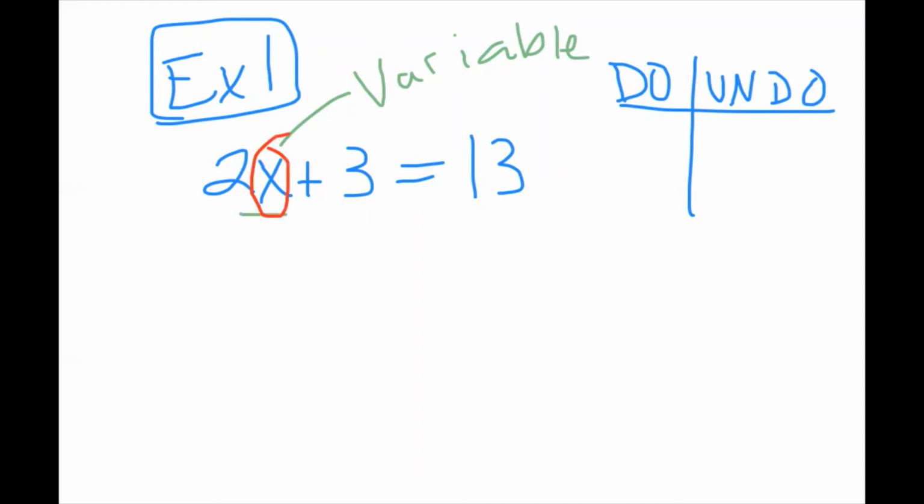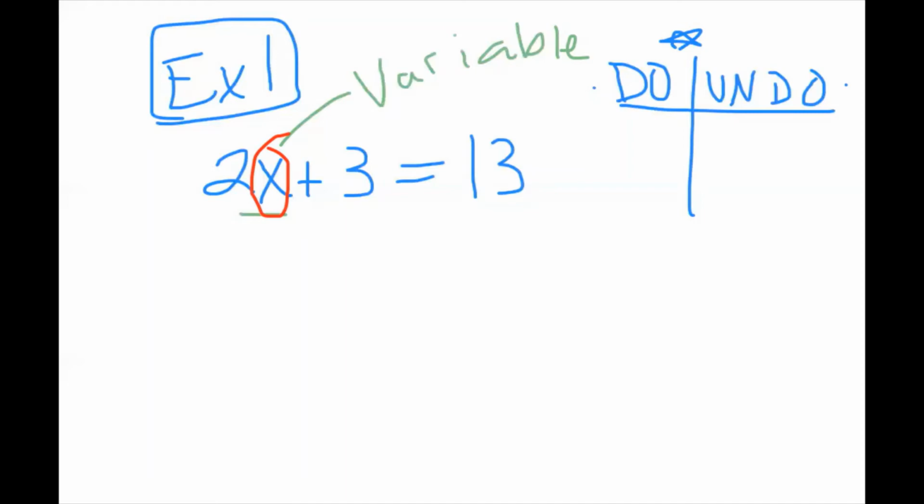So one of the ways that we do that is called a do and undo chart. So over here on the side, I have my do and undo chart. And what that means is, what am I doing to x? And then how do I undo that? So I'm just going to talk about what's happening to x first.